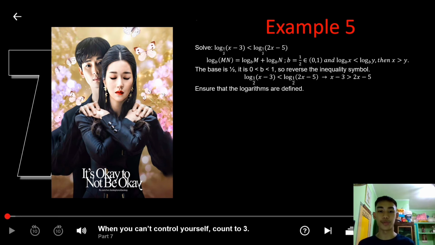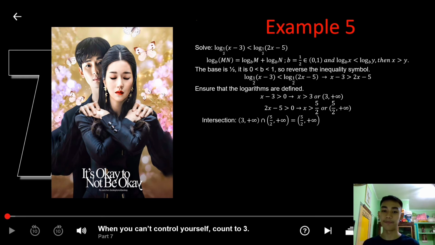So the next thing we need to do is ensure that the logarithms are defined. So x minus 3 is greater than 0 is equal to x greater than 3, or in interval notation, 3 and positive infinity. Next is 2x minus 5 is greater than 0. It is equal to x greater than 5/2, or in interval notation, 5/2 and positive infinity. So the intersection of these both is 5/2 and positive infinity.